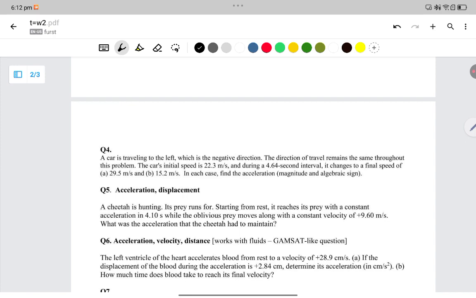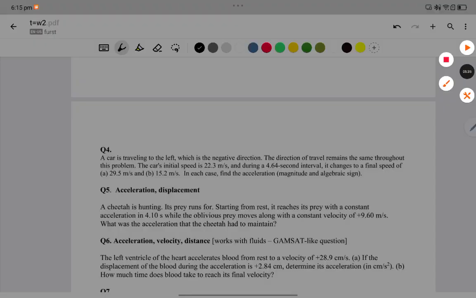A car is traveling to the left, which is the negative direction. The direction of travel remains the same throughout this problem. The car's initial speed is 22.3 meters per second, and during a 4.64 second interval, it changes to a final speed of 29.5 or 15.2 meters per second. In each case, find the acceleration, magnitude, and algebraic sign.